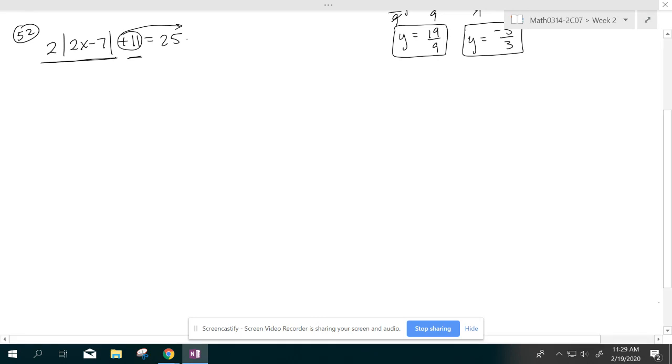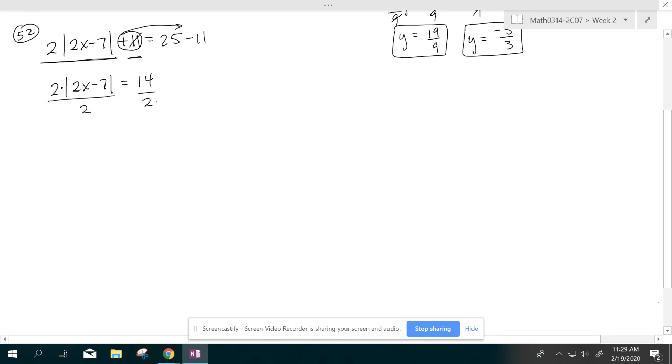So the 11 moves over, makes it negative 11. 25 minus 11? And do you see now I can get rid of the coefficient of the absolute value? That 2 is being multiplied. So how do I get rid of it? Divide. Now we divide by 2.